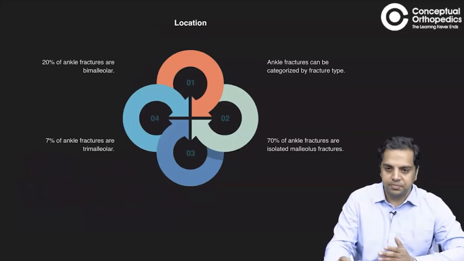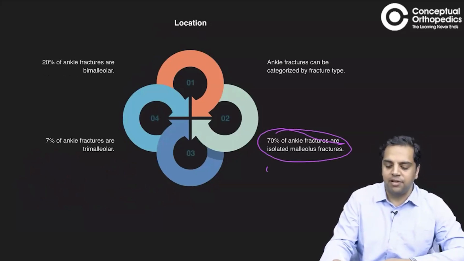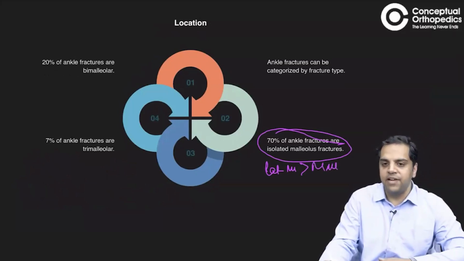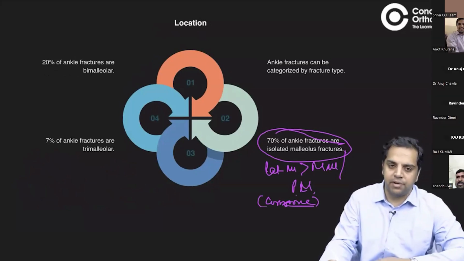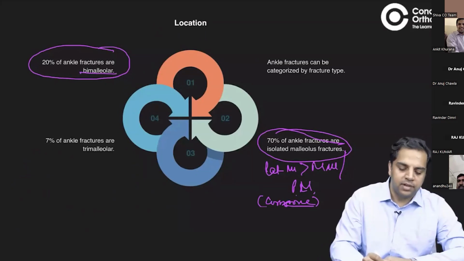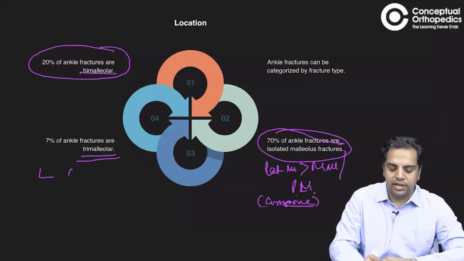In terms of location, most ankle fractures are unimalleolar or single malleolus. Of these, lateral malleolus is the most common type. Less commonly, they can be isolated medial malleolus fractures. Very rarely, the posterior malleolus may be fractured in isolation. These are called curbstone fractures. These are not very common, and you don't really need to remember them. Less commonly, the fractures may be bimalleolar, and even less commonly trimalleolar, involving all three malleoli.